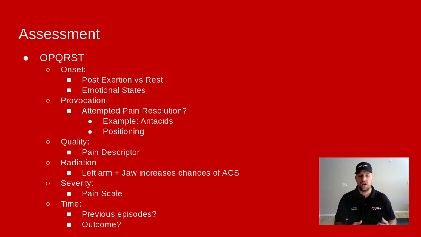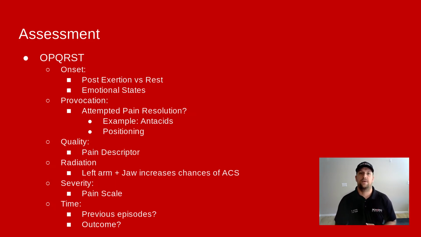Radiation. It's also taught it's jaw and left arm. This isn't unique to ACS, but using those components with the entire assessment will increase your chances of leading you down ACS. So if you think it's chest pain and they also have left arm radiation and jaw radiation, then it will increase the chances of being ACS. But of course, like I said, it's not always going to be chest pain. Someone could have a musculoskeletal issue that causes the pain.